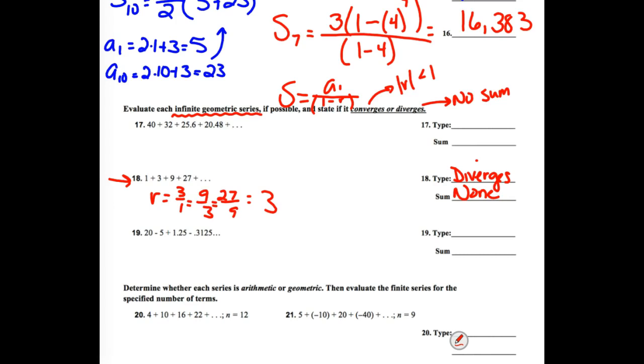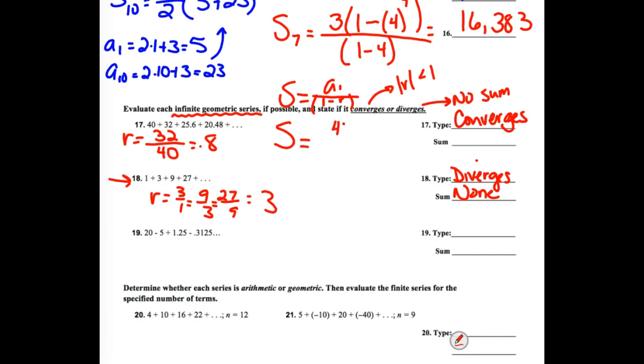We still have to figure out r. So take any number and divide it by the term before it. What's 32 divided by 40? 8/10. All right. We can put it in as 0.8 if you want, or 8/10, doesn't matter. 4/5. All right. So it is a value where its absolute value is less than 1. So we would say it converges, and we can actually calculate the sum.